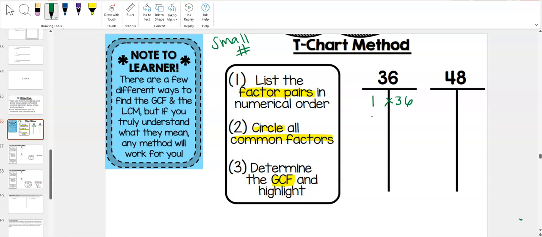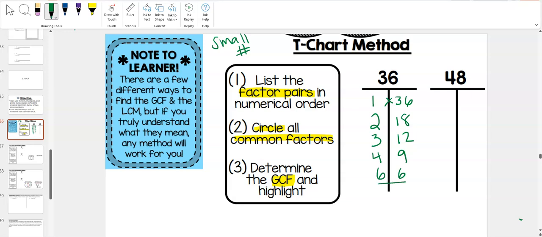What's after 1? 2. Can 2 go into 36? Yes. It can go in 18 times. Can 3 go into 36? Yes. 3 times 12 is 36. Can 4 go into 36? Yes. 4 times 9 is 36. Can 5 go into 36? Oh, no. 36 is not divisible by 5. 6. Can 6 go into 36? Yes, 6 times 6 is 36.